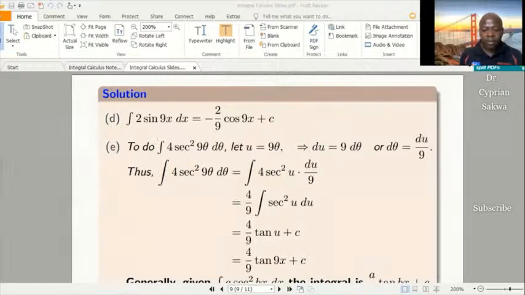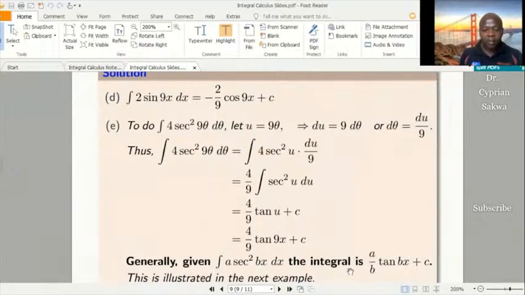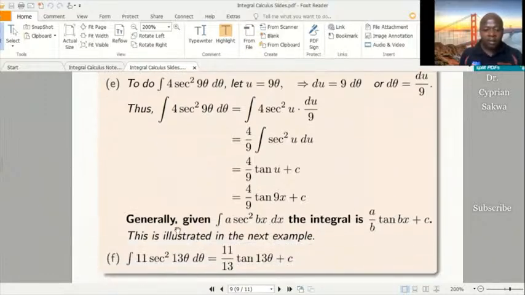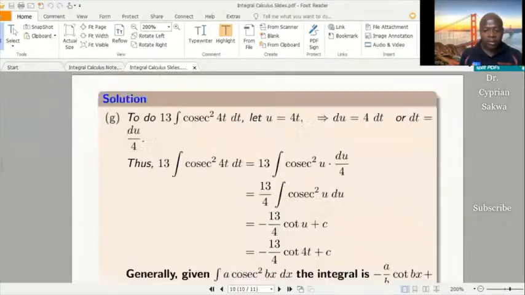And I've written it here. It's just a general remark. And I've said that if you're given an integral of this kind, the answer can be written as a out of b tan bx plus c. So that is seen in our example F here. In example F, I'm not wasting energy doing it because I know that it can be done mentally. So my answer straight away is 11 out of 13 tan 13 theta plus c. So let's go to another example, slightly different.